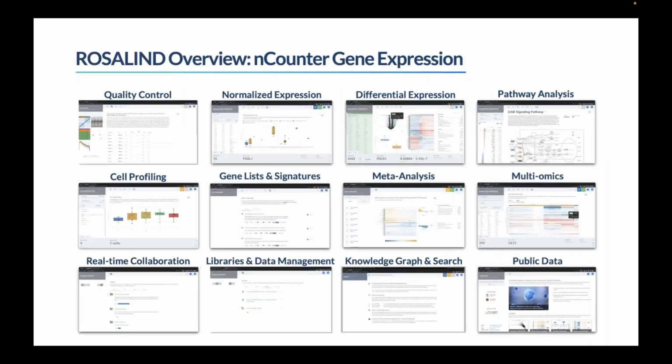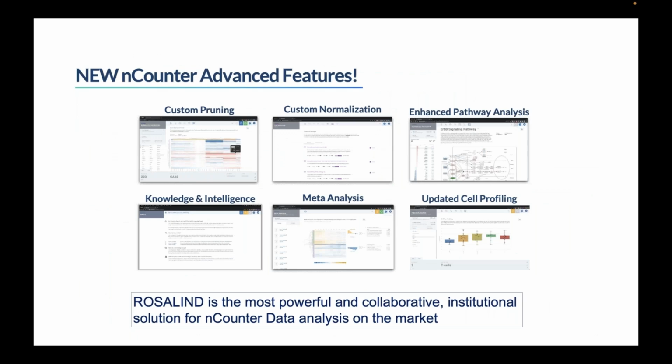We're going to be delving deeper into the Rosalind platform more than we did in previous sessions. Last session, we looked at the quality control module. Today, we'll be looking at the differential expression and pathway analysis modules in more depth. And then in the future, we'll also be looking at cell profiling. If you weren't aware, we recently launched some additional capabilities for nCounter specifically. So some of these were the focus of our previous masterclass sessions: custom pruning, custom normalization, pathway analysis, of course, we're talking about today. And we'll start getting into some of the knowledge and intelligence capabilities of the platform as well. But in my experience over the past 10 years, Rosalind is the place to analyze your nCounter data.